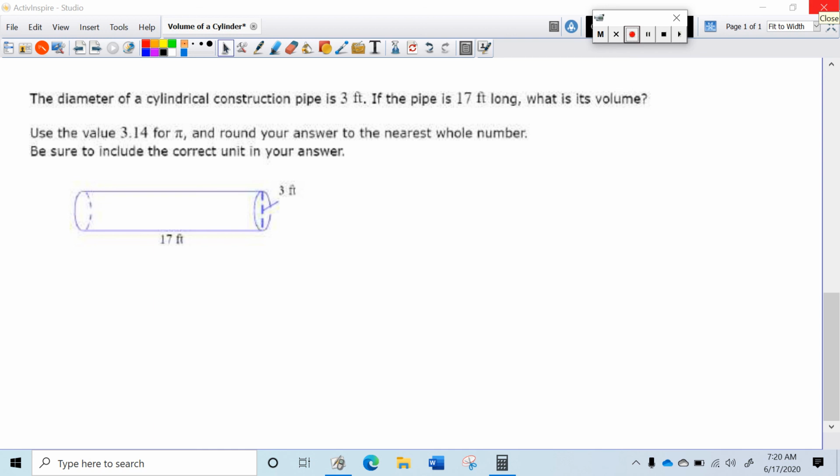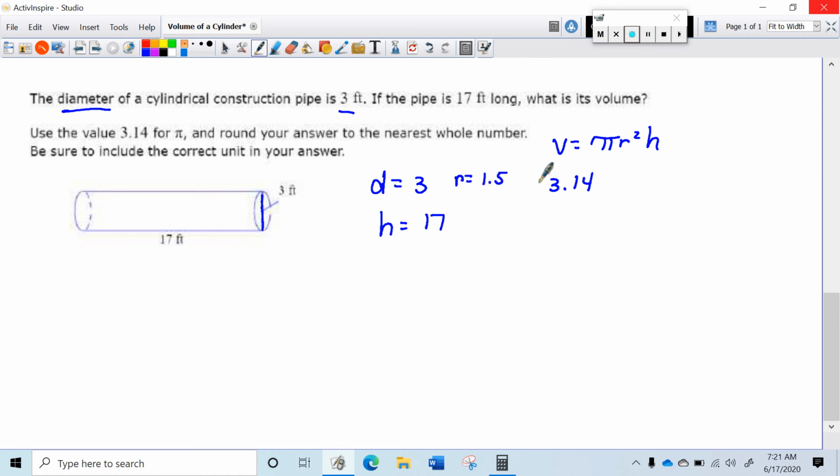The diameter, now this one's not radius, this one's diameter. The diameter of a cylinder is 3 feet. The pipe is 17 feet long, so the height is 17. Volume equals pi r squared h. Pi is 3.14. Here's the problem. The formula uses the radius, they give you the diameter. Now the diameter is all the way across, the radius is halfway across. So if the diameter is 3, the radius is half of that, which is 1.5. So that's what I've got to use twice.